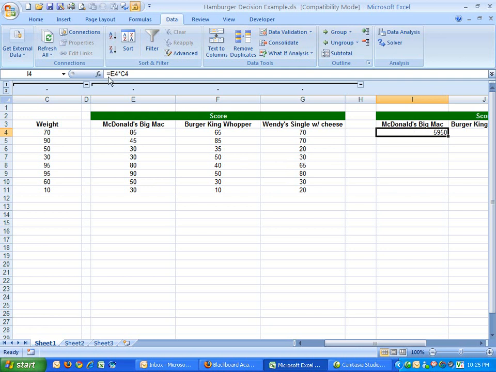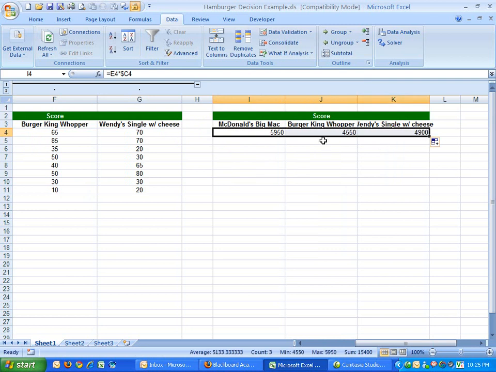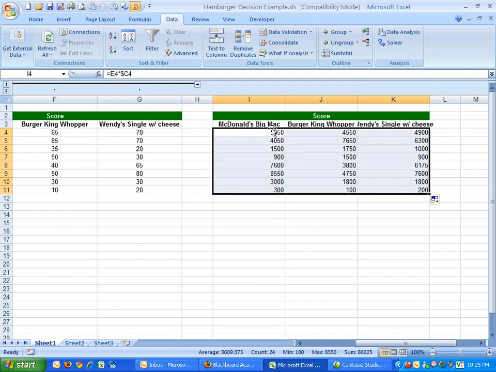And I'm going to go ahead and anchor the column on the weight so that I can drag this formula across, and it'll reference Burger King and then Wendy's, but the weight will always be the same because the weight ties to the criteria rather than the restaurant. So we got 5950. I'm going to drag this across, and it gives me 4550 for the Whopper and 4900 for Wendy's. And then I'm going to drag it down, and notice that I now have weighted scores for each category and for each restaurant.